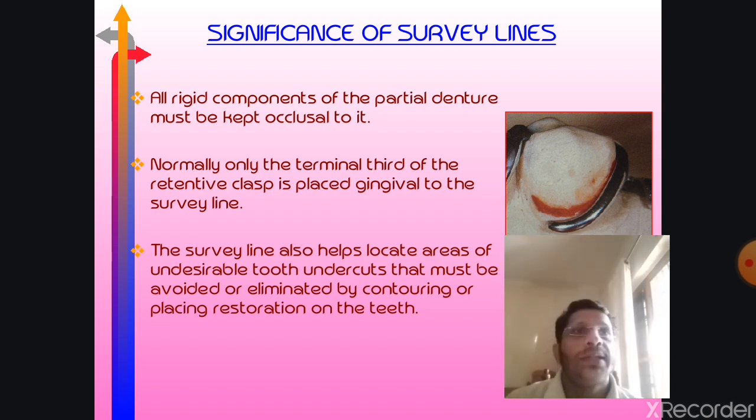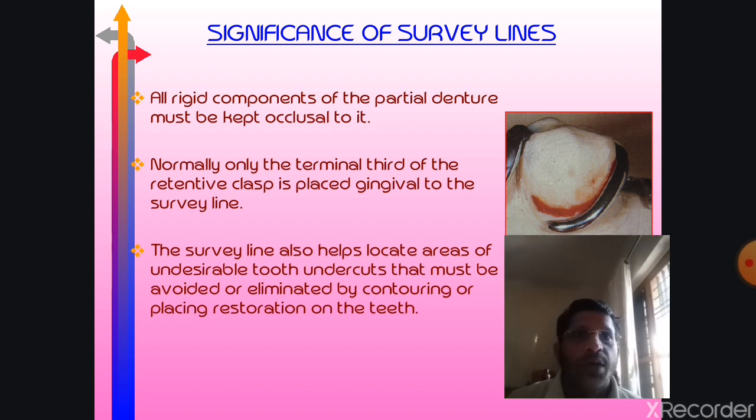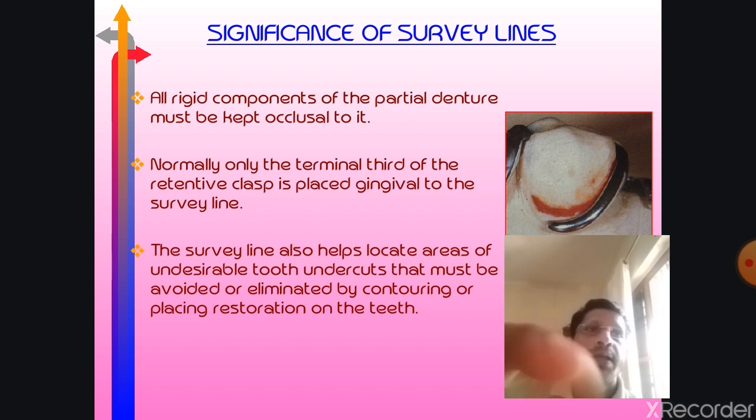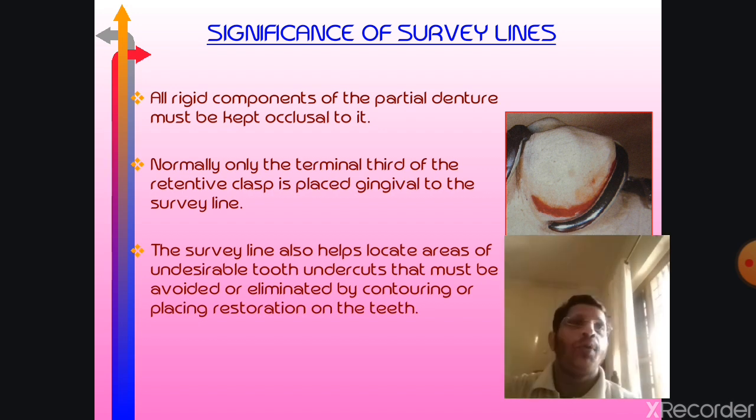Normally, only the terminal third of the retentive clasp is placed gingival to the survey line. That is because that is the flexible component of the cast partial denture, so it can be kept below the survey line. And the survey line also helps to locate areas of undesirable tooth undercuts that must be avoided or eliminated by contouring or placing restoration on the tooth. Sometimes you need to modify the tooth so that you will have a favorable undercut for placing a particular clasp. That is what is being told in point number 3.